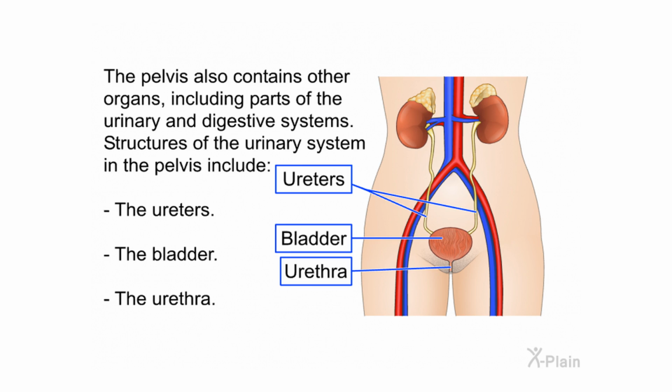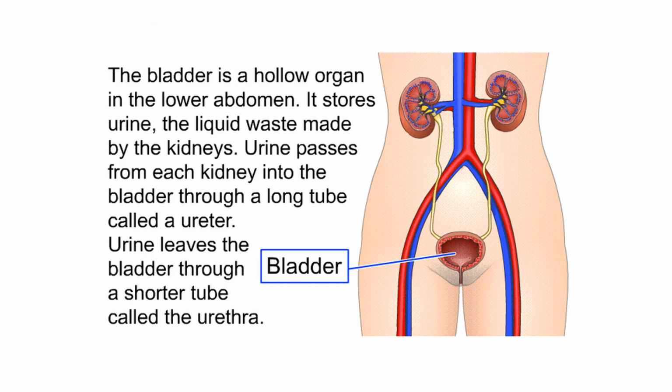The pelvis also contains other organs, including parts of the urinary and digestive systems. Structures of the urinary systems in the pelvis include the ureters, the bladder, the urethra. The bladder is a hollow organ in the lower abdomen. It stores urine, the liquid waste made by the kidneys. Urine passes from each kidney into the bladder through a long tube called a ureter. Urine leaves the bladder through a shorter tube called the urethra.